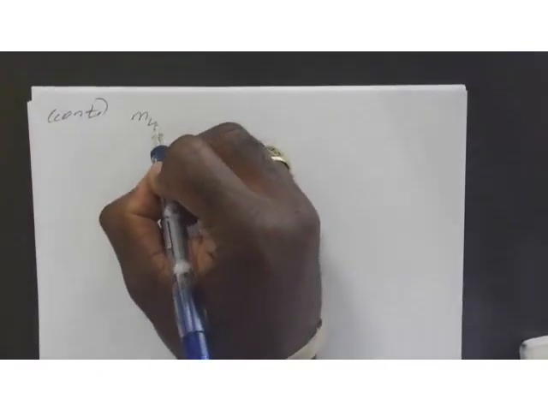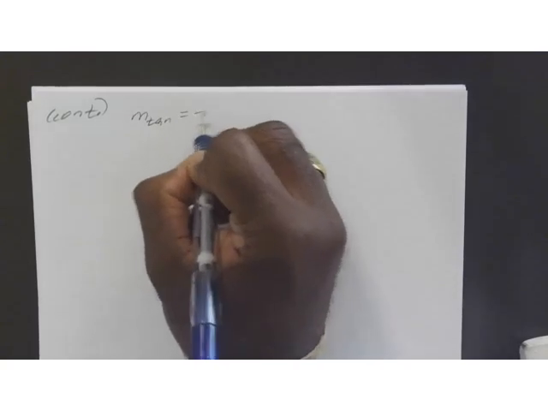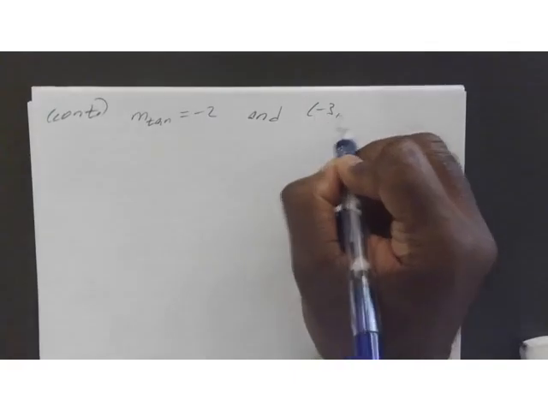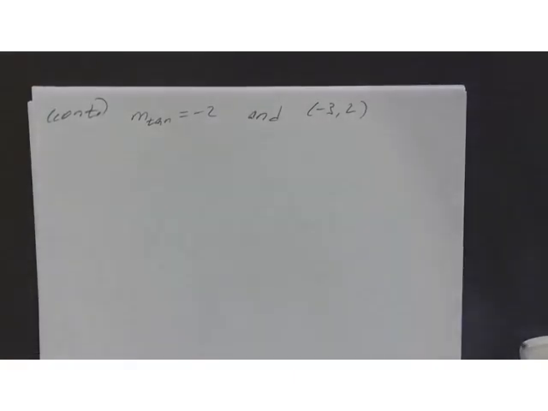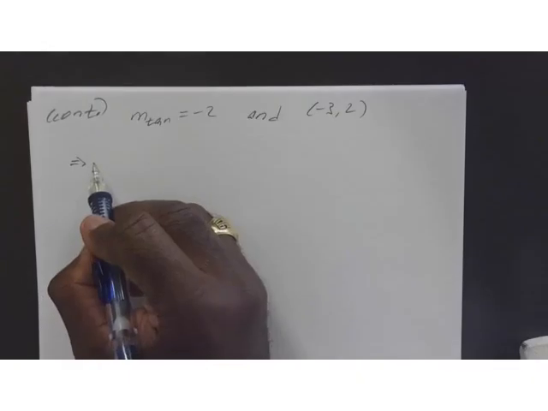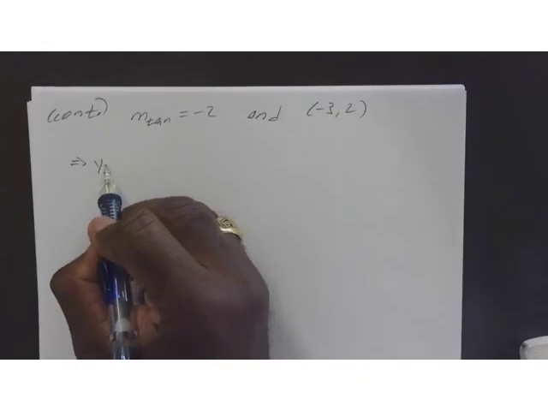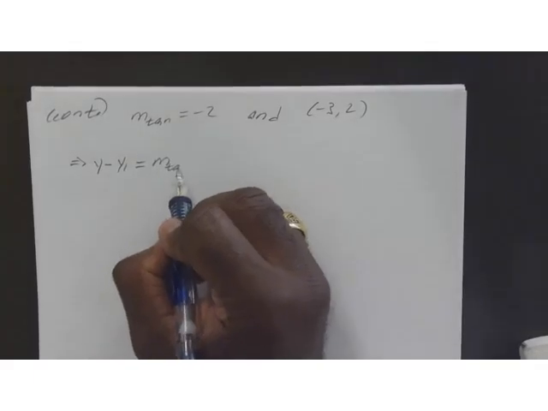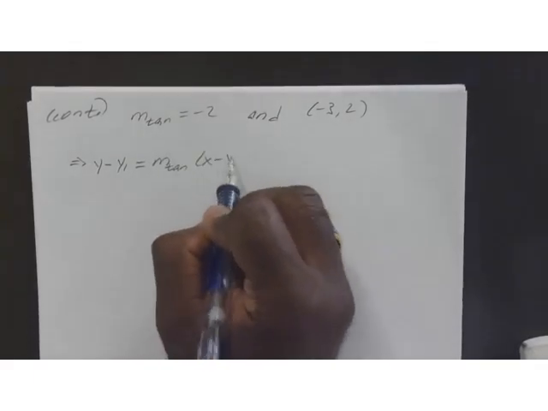Okay, so we know the slope of the tangent line is negative 2, and that's at the point (-3, 2). And we know we're looking for the equation of the tangent line, so we're going to use y minus y1 is equal to the slope times x minus x1.